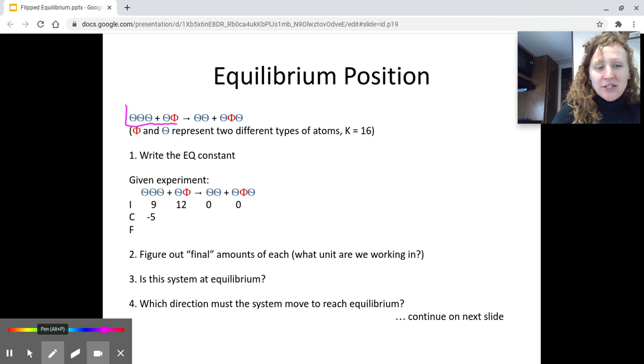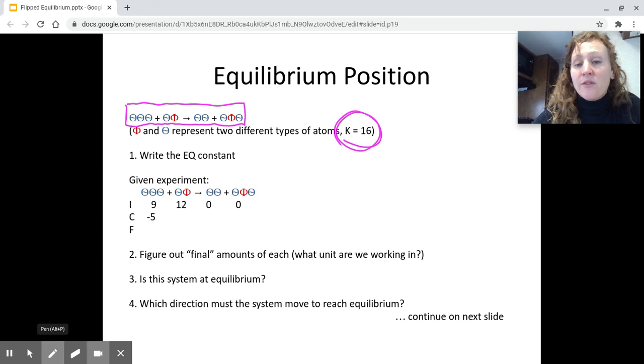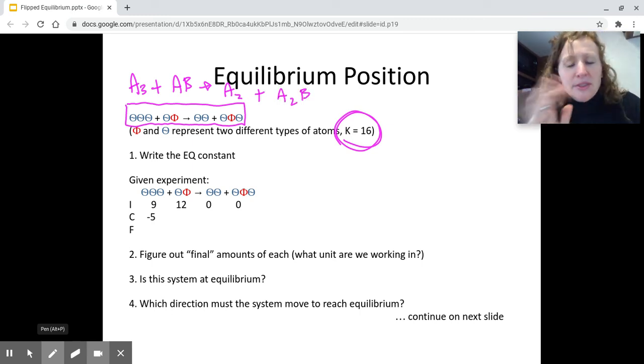Here's my reaction, and it's written in terms of symbols. Notice the little blue symbols and little red symbols, they represent two different types of atoms, and they give you a K for this equation. If we wanted to write this in symbols, we could write something like A to the third plus AB goes to A to the second plus A to the second B, something like that.